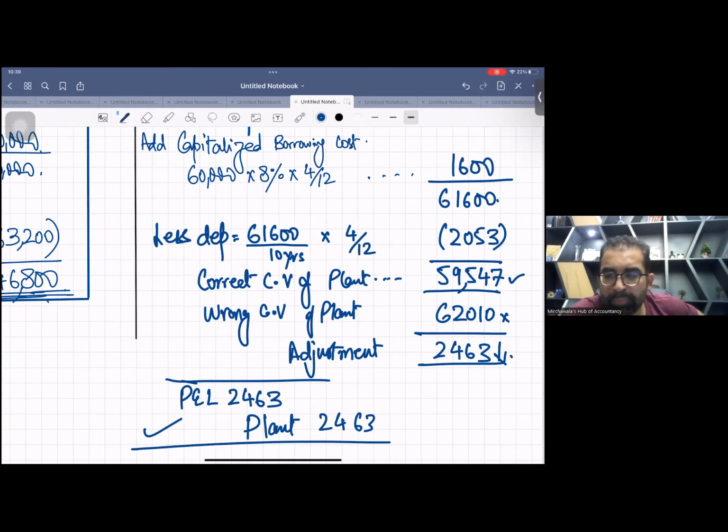With P&L debit, as this whole transaction is related to the parent company Alpha, this expense is going to hit the consolidated reserve. And obviously the other adjustment will hit your plant.